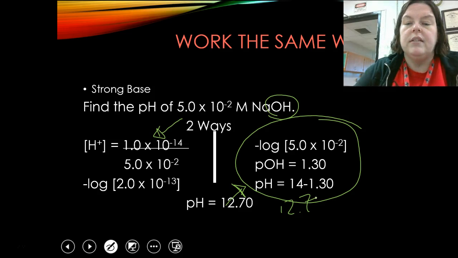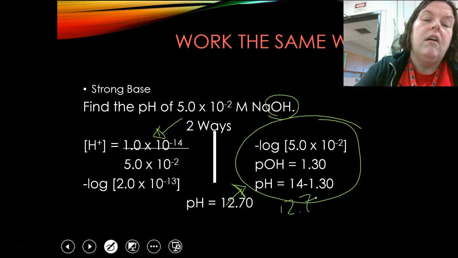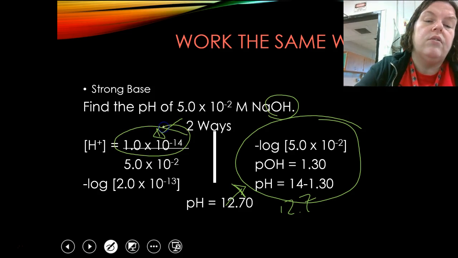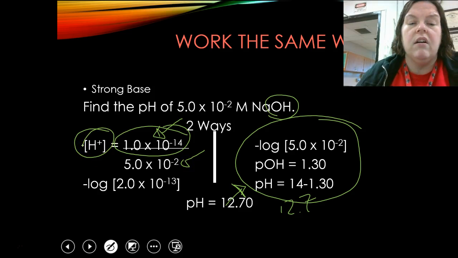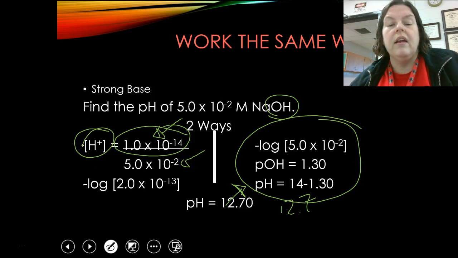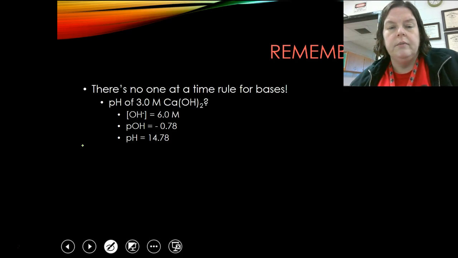This one produces the same exact result. If I take the Kw and divide it by the concentration of OH, I get the concentration of H, and then I can put that in and I get the same exact answer. So that's basically what it's doing. It's just using that Kw is equal to Ka times Kb. There's no one-time rule for bases.